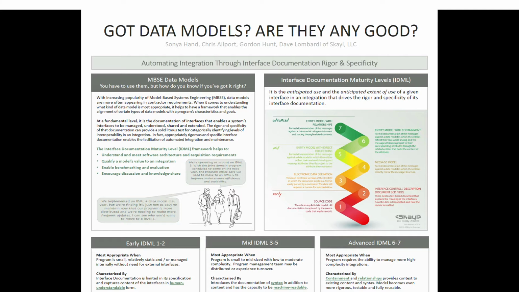So for instance, we're at IDML level 3 right now. This is what's going to change in our program over the next few years. So by the end of year 1, we need to be here, and by the end of year 3, we need to be here, right? So we're progressing forward. Maybe we started at level 3, we need to get to a 4 by the end of this year, and eventually we need to get to a 6. So that kind of benchmarking. Also, we're looking for a framework to encourage discussion and knowledge share.